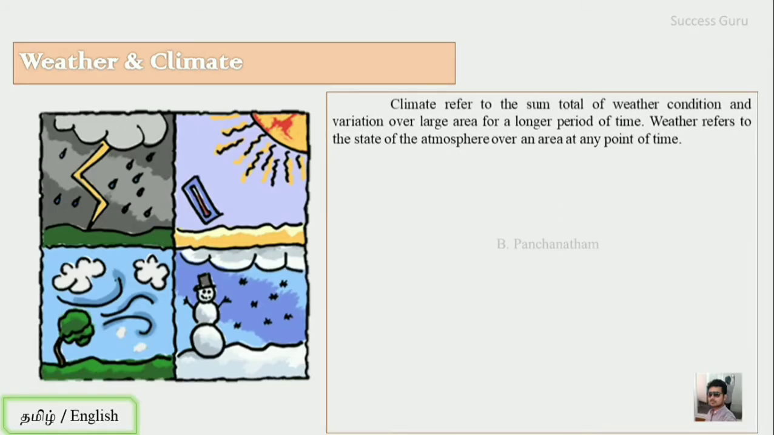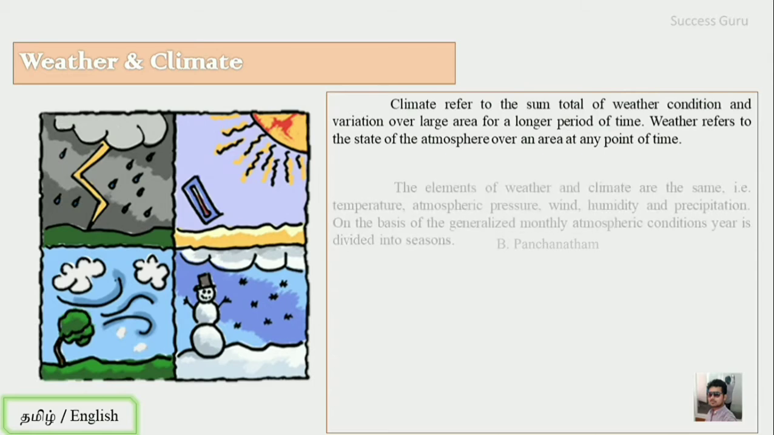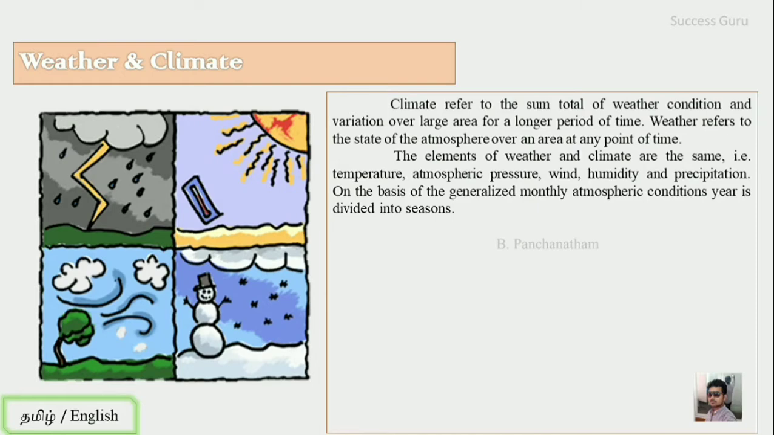The weather and climate. Climate refers to the sum total of weather conditions and their variation over a larger area for a longer period of time. Weather refers to the state of the atmosphere over any area at any point of time. The elements of weather and climate are the same: temperature, atmospheric pressure, wind, humidity and precipitation. But the difference is that climate refers to a larger area for a longer period of time, whereas weather refers to a smaller area at any instant of time.